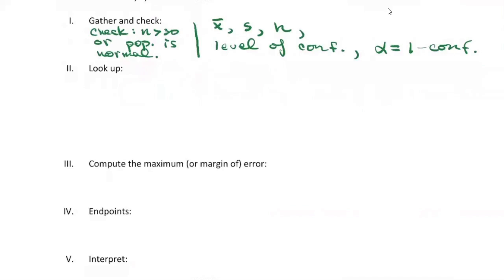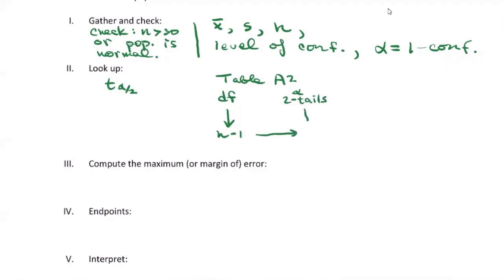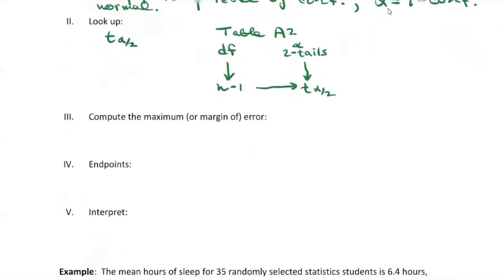Your lookup is going to be T alpha over 2 now, not Z alpha over 2. And it's still table A2, where in the degrees of freedom column, you now know that that needs to be your sample size minus 1. You still go alpha 2 tails and down to the value which we will now refer to as T alpha over 2. So you're not going to the bottom row of that table anymore, where the Z-scores are.